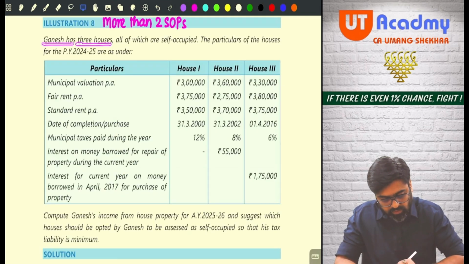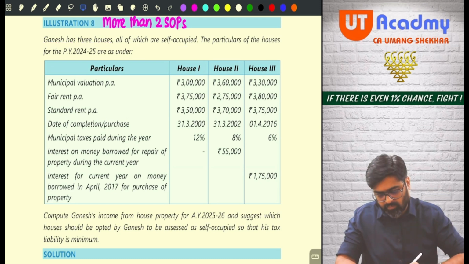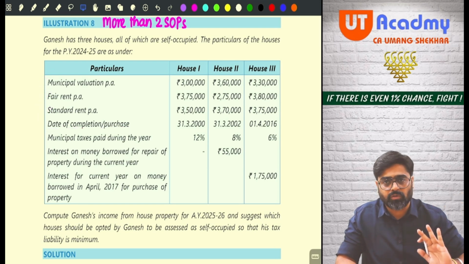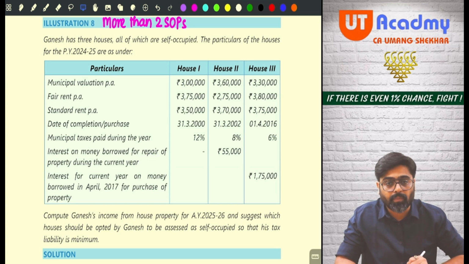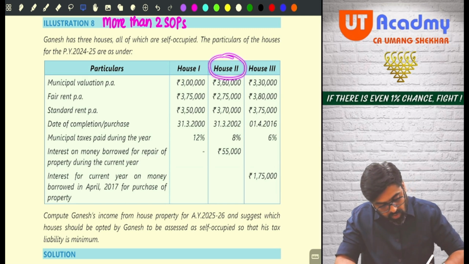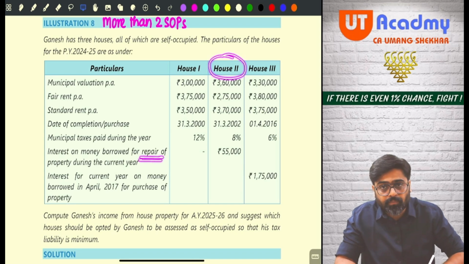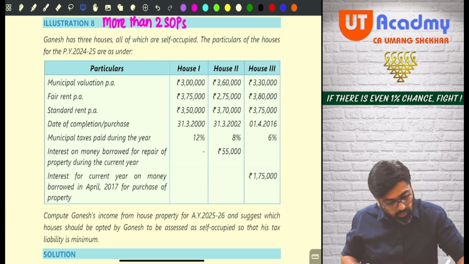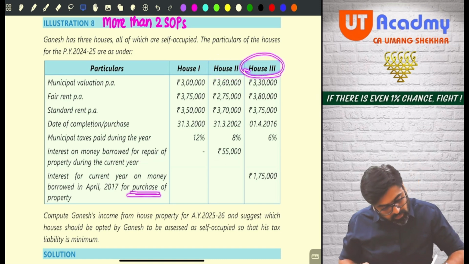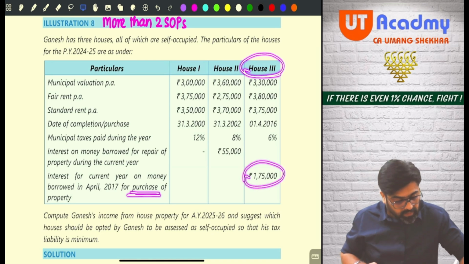Ganesh has 3 houses, all of which are self-occupied. Particulars of all the houses are given: municipal value, fair rent, standard rent, whether the completion or purchase of the house was completed, yes or no. Then municipal taxes of the houses are given. Interest on money borrowed for repair of property. That means for house 2, you have taken a repairs loan. On that, interest is given 55,000. And for house 3, you took a purchase loan. On that, the interest is 1,75,000.